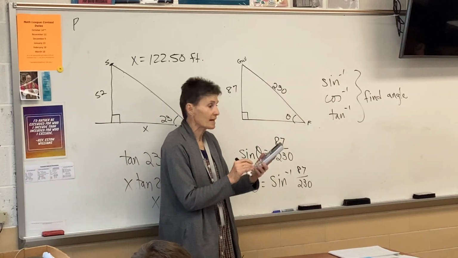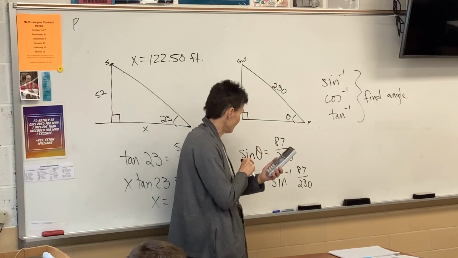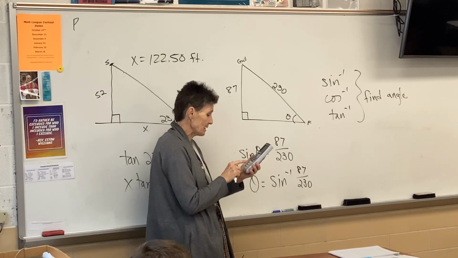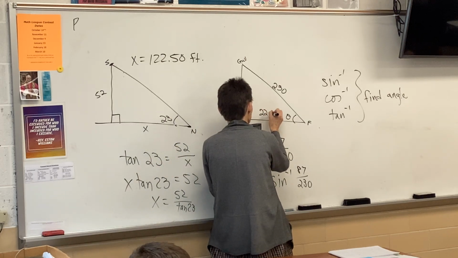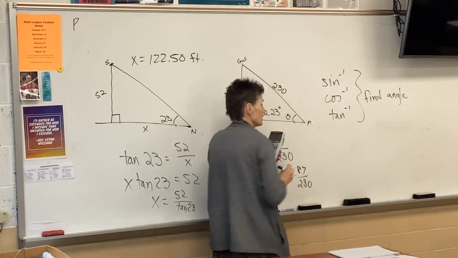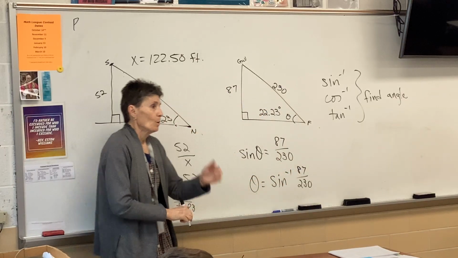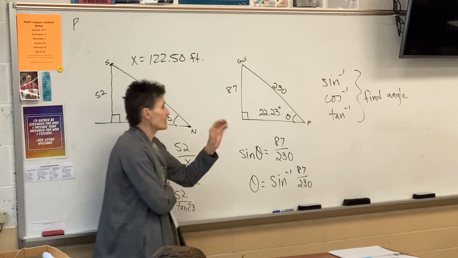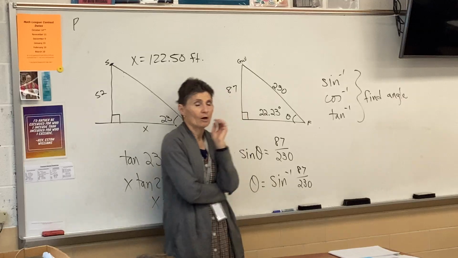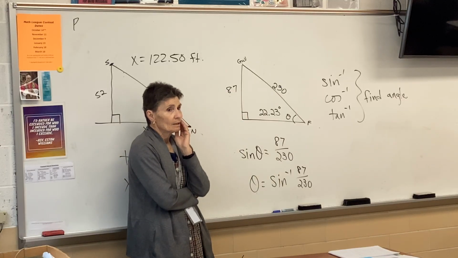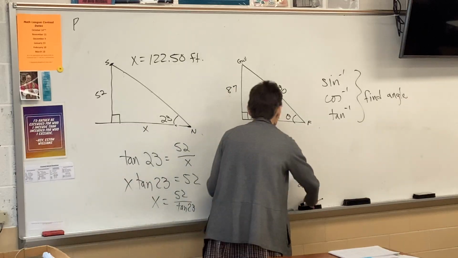So did you find second sine? Just write it out there. Right above sine, so second sine of 87 divided by 230. And our angle is 22.23 degrees. You only use these buttons when we're finding an angle. Are we clear on that? Okay. All right, see what's happening here.